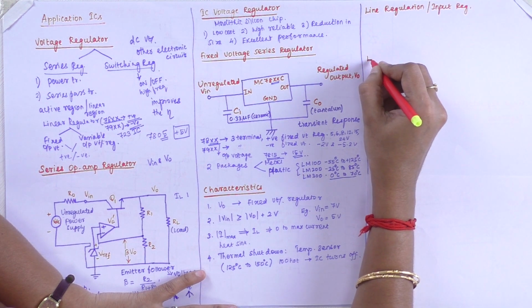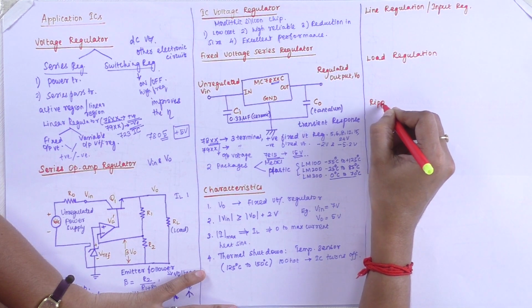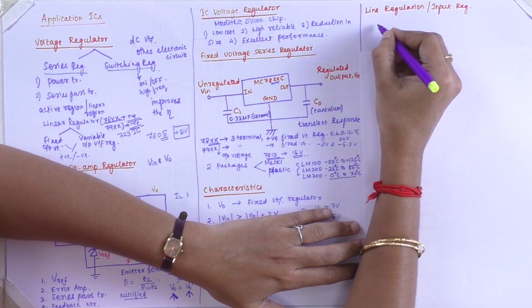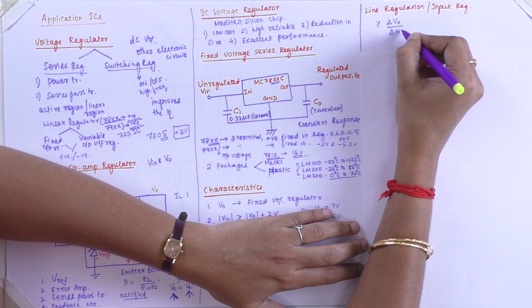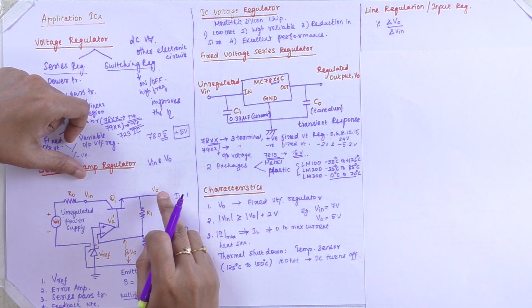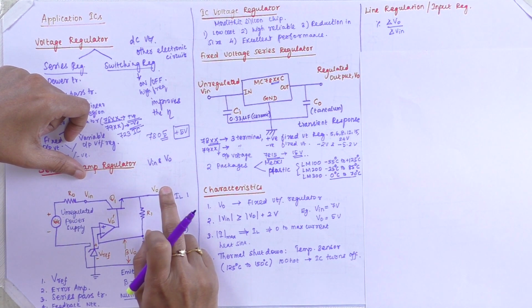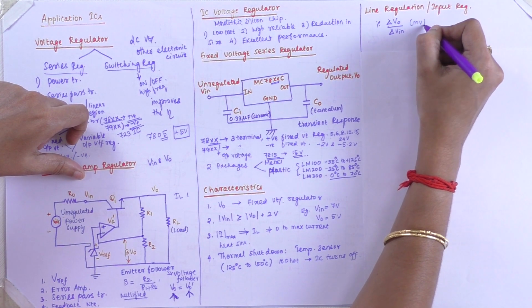Another definition we call load regulation, and the third one we call ripple regulation. The line regulation, or input regulation, is defined as the percentage change in the output voltage to the input voltage. Here the unregulated voltage is Vin, and the regulated output voltage is V0. Everything should be measured in millivolts.